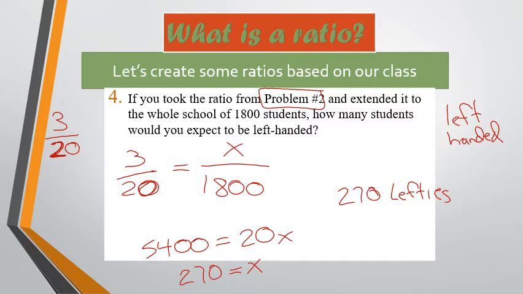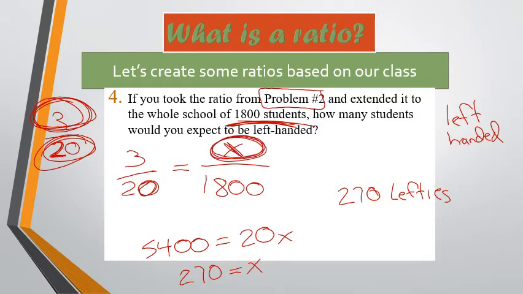So we know our ratio is 3 to 20. Well, the whole school has 1,800 students. So how many would you expect to be left-handed? Well, again, remember, it was 3 lefties over 20 total. So you want to know how many lefties will be in the entire school. We don't know, so we're going to call that X over the total number of students in the school, which is 1,800.